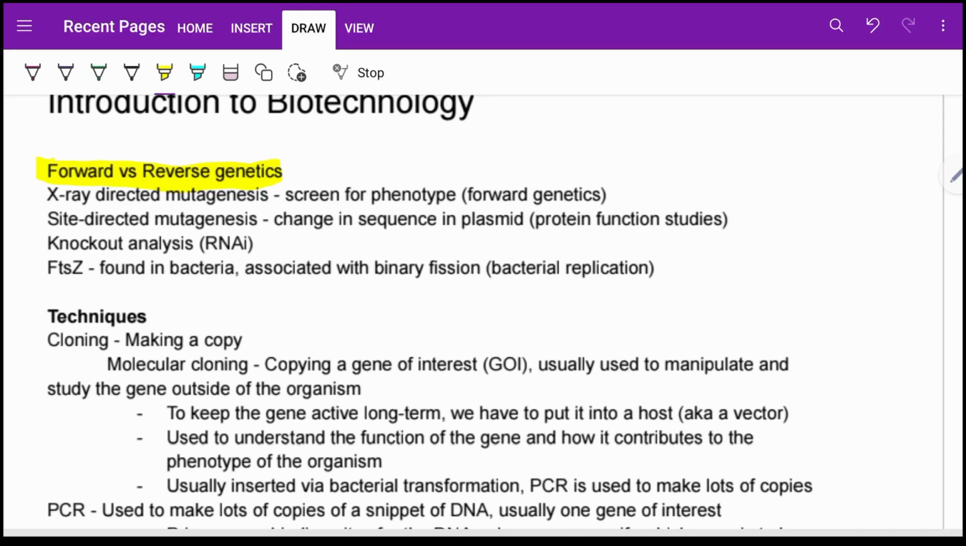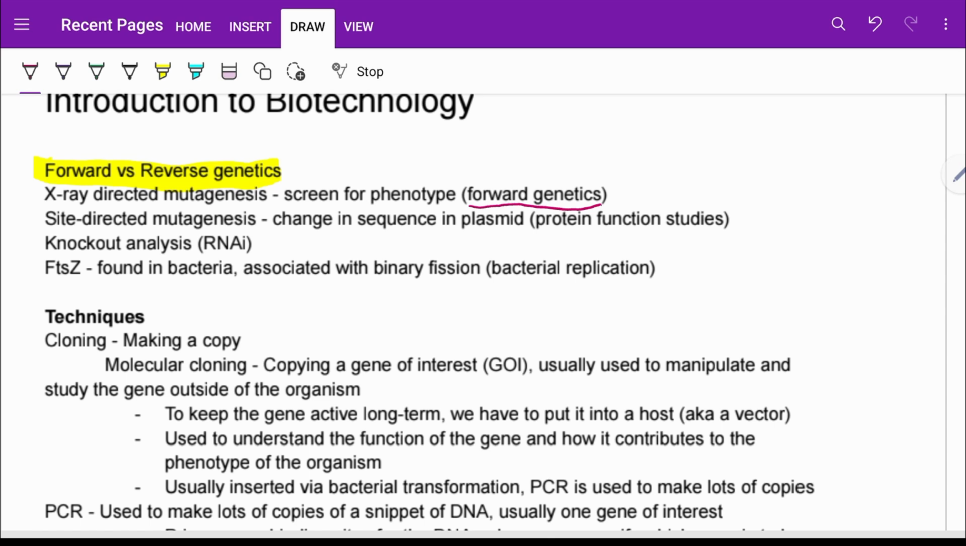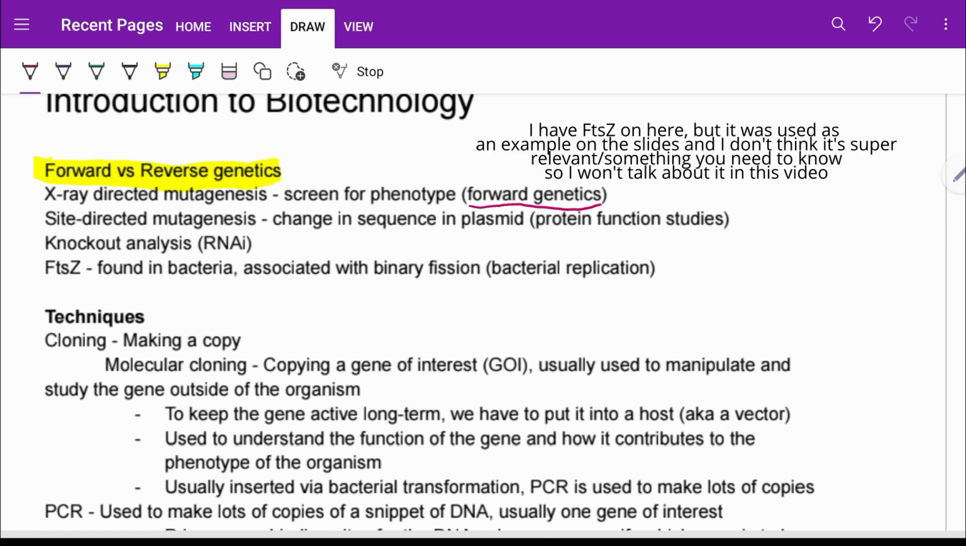So, those are the two different types of genetics, and we have a lot of different techniques for forward genetics, and we have different techniques for reverse genetics, and sometimes we have the same for both. But in general, this is terminology that you definitely should know. X-ray mutagenesis we use in forward genetics to screen for phenotype, and then we can go back and use that to find a gene associated with that phenotype. And site-directed mutagenesis is we change a gene and see how that affects the organism. So that would be reverse genetics because we're working with the gene first and then looking at the phenotype second.